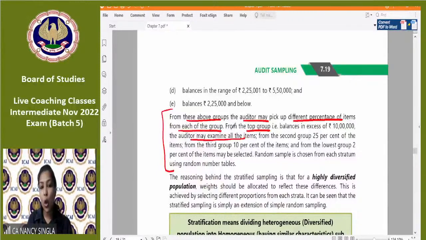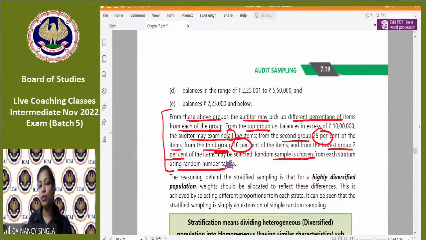Auditor may examine all the items. From the second group, 25% of the items. From the third group, 10% of the items. From the lowest group, 2%. Random sampling is chosen from each stratum using a random number table. And the reasoning behind it is what? For a highly diversified, different population.